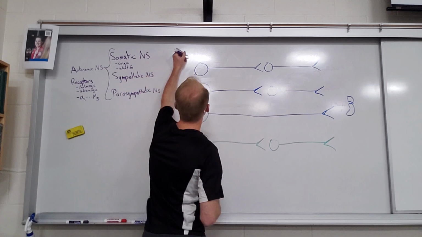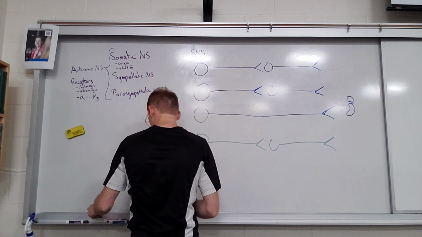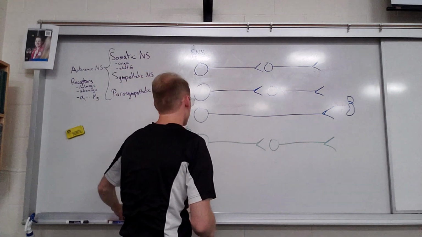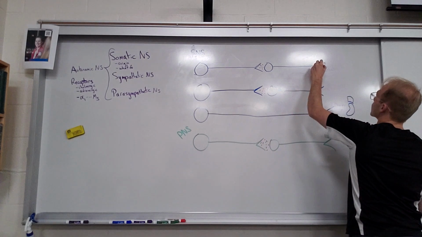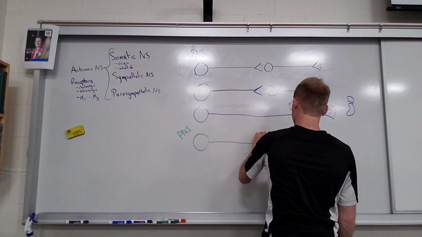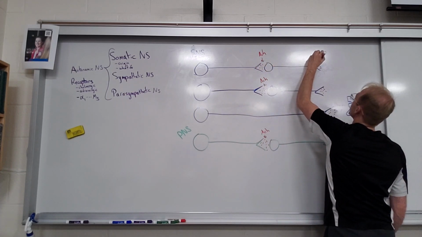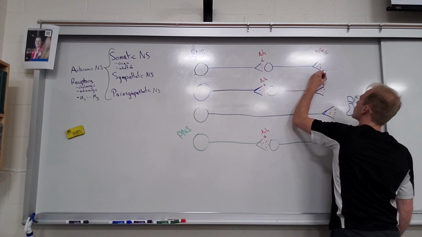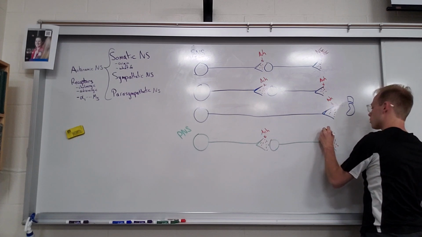Okay, so everything in blue is sympathetic nervous system. And then this is our parasympathetic nervous system. Okay, and then I will draw these. So these ones, this is our acetylcholine, and acetylcholine. This is our norepinephrine. This one is acetylcholine. This one is acetylcholine. And this one is acetylcholine.